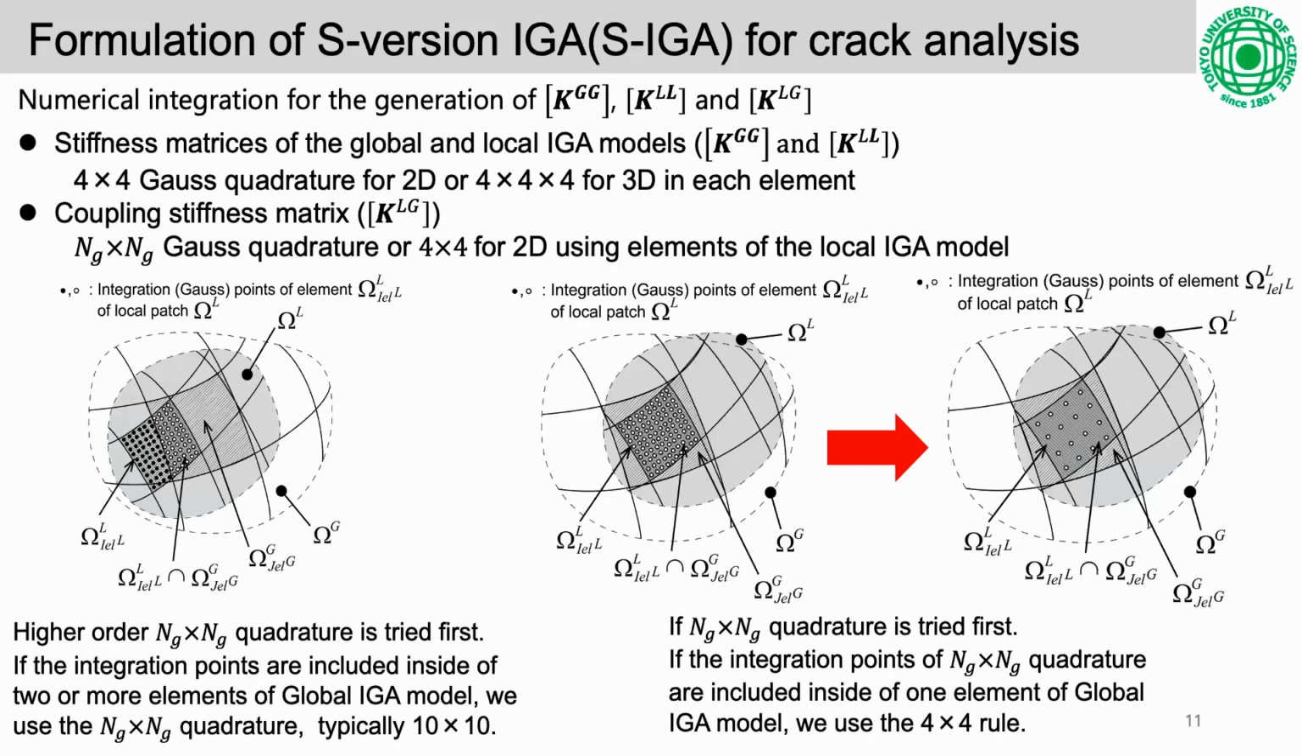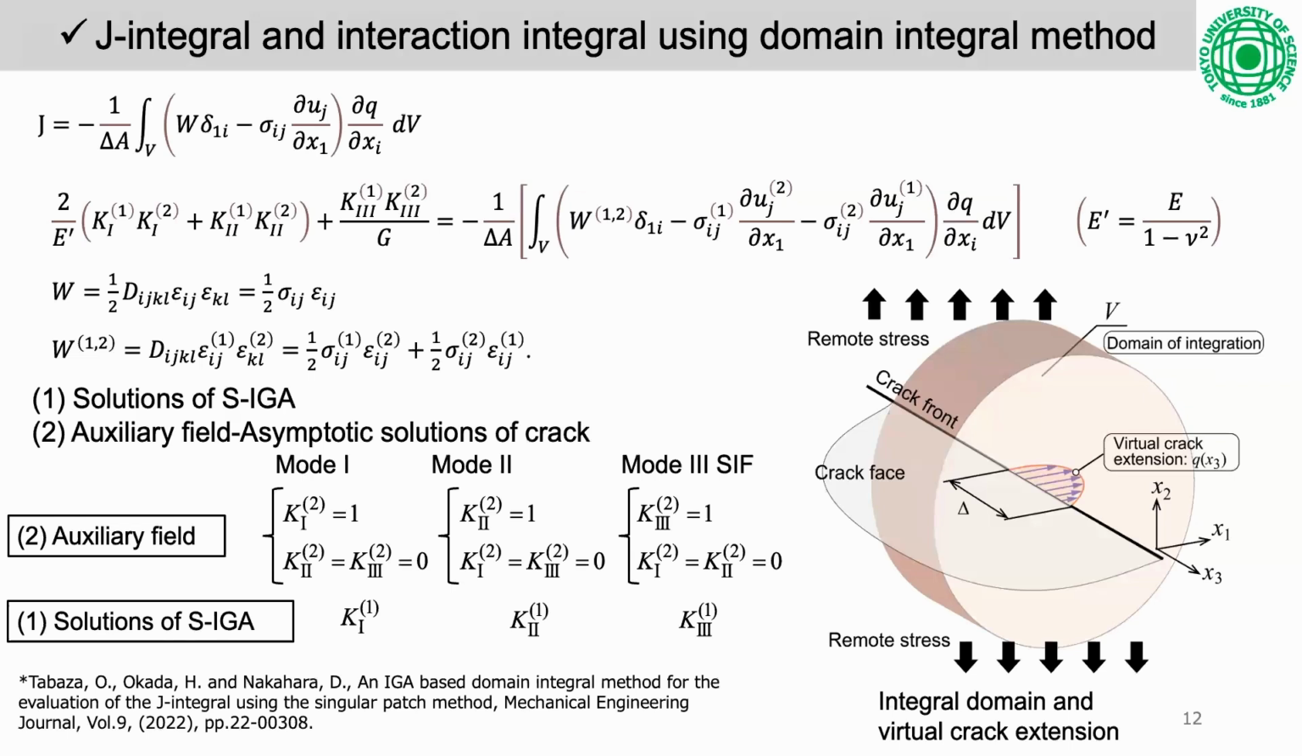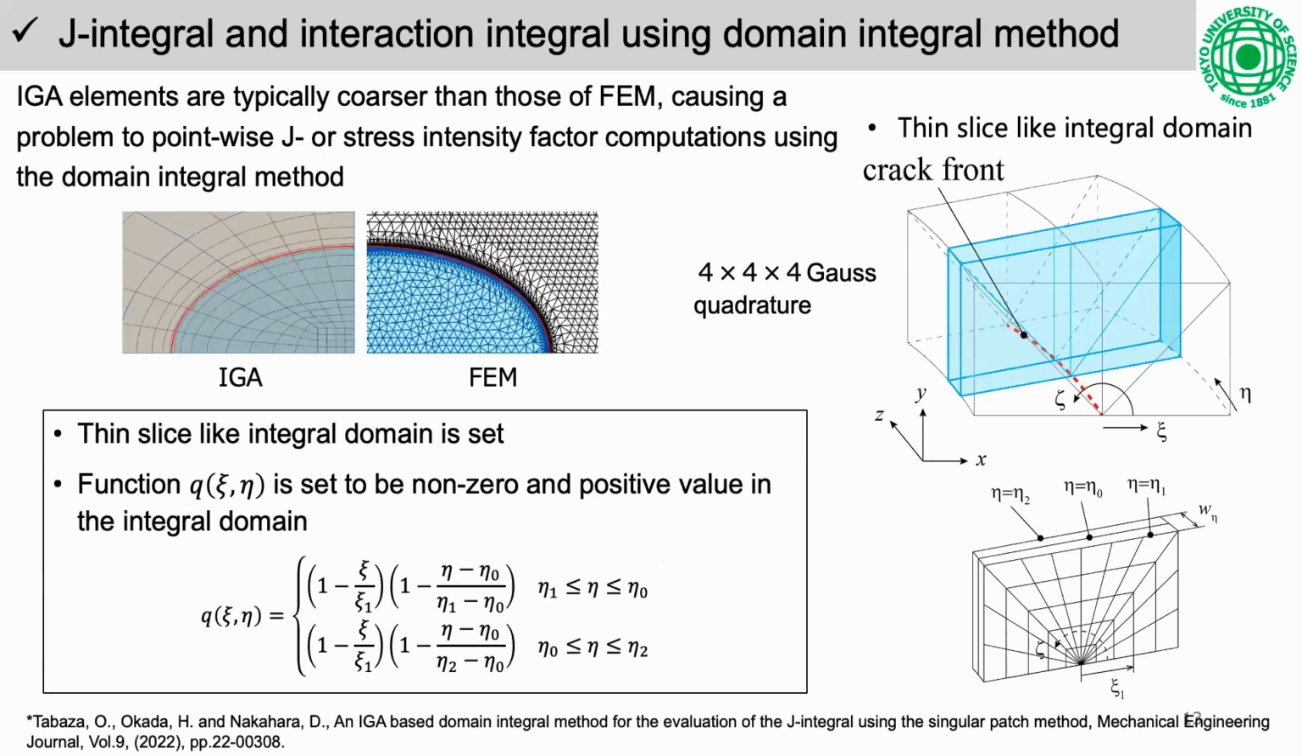Anyway, let me go over fracture mechanics applications. To compute J or the interaction integral to extract stress intensity factors, we just used the ordinary domain integral approach. Okay, and I skipped all the details. The domain integral approach is very popular in the application of the finite element method as well. However, in IGA, we have coarser discretization than the finite element case.